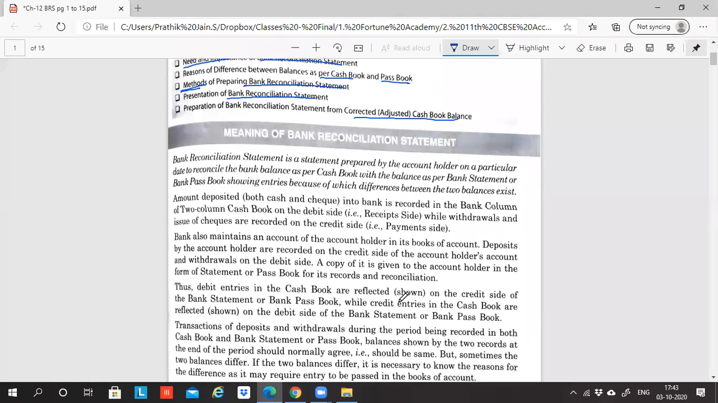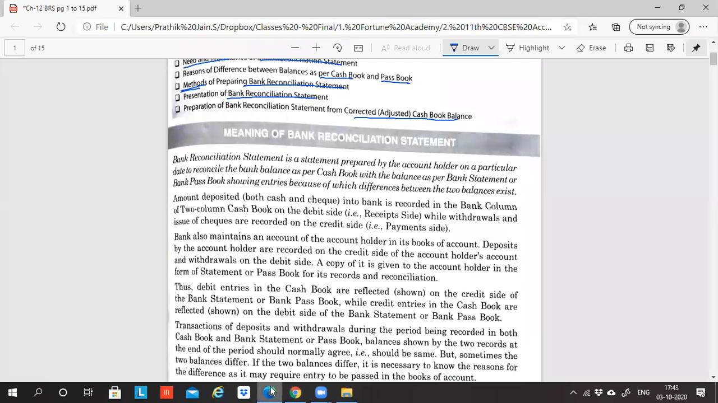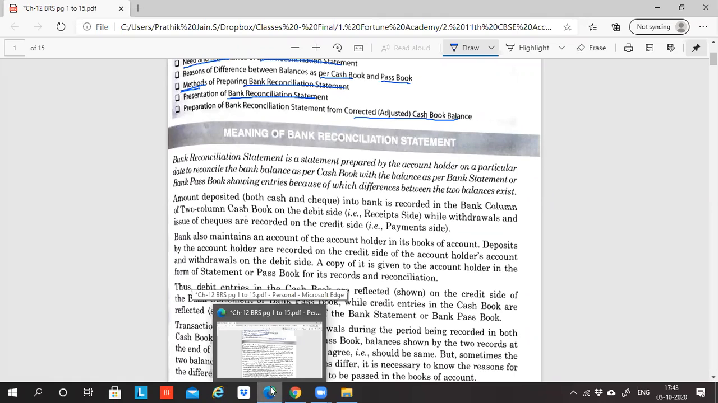Sir, can you give one more example of this difference, sir? No problem. The entire chapter you are going to study difference only, Arman. Don't worry. The illustration which I'll be taking there, you'll come across multiple examples. Don't worry. I'll explain to you in some time.